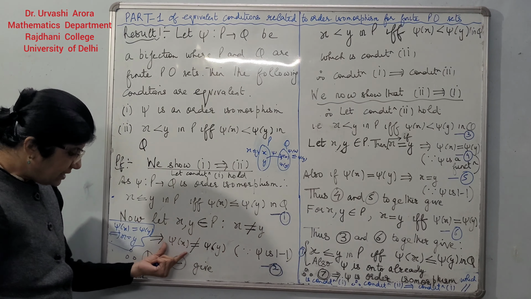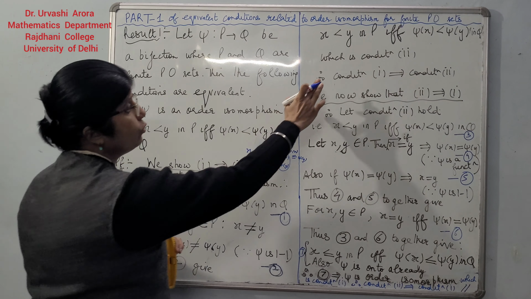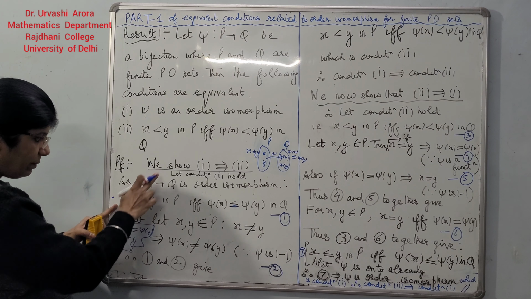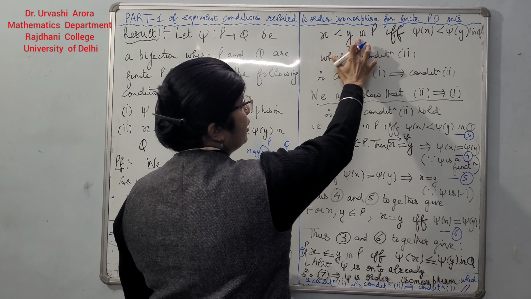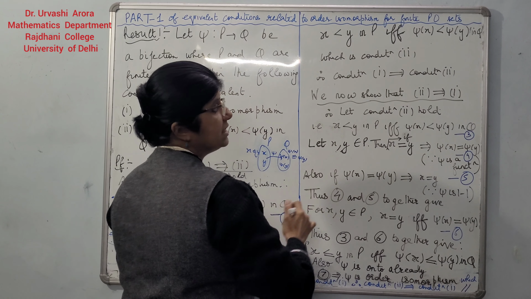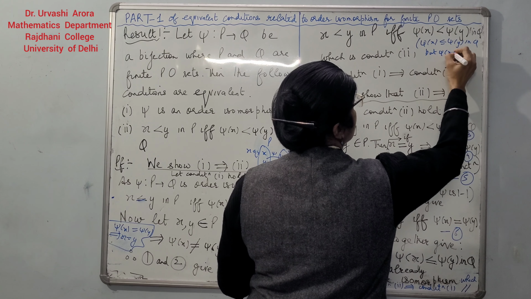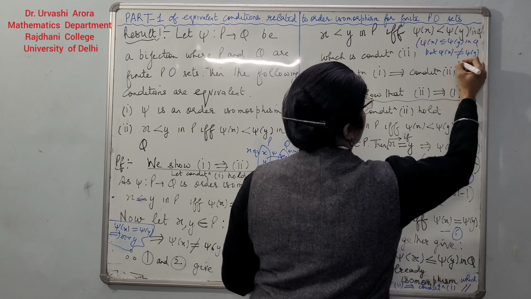And now just combining 1 and 2 together, this simply means that if x is not equal to y, then psi x will also not be equal to psi y. When you combine 1 and 2, this is what we get. But let me write this properly. Combining 1 and 2, this simply means that if x is strictly related to y, which means that x is related to y but x is not equal to y, in P, then this implies and is implied by that psi x is strictly related to psi y in Q, which is actually equivalent to saying that psi x is related to psi y in Q, but psi x is not equal to psi y in Q.